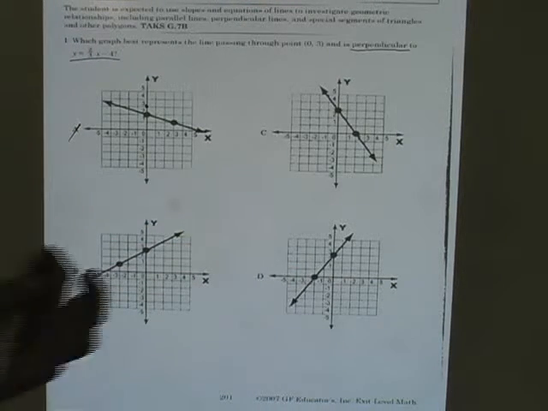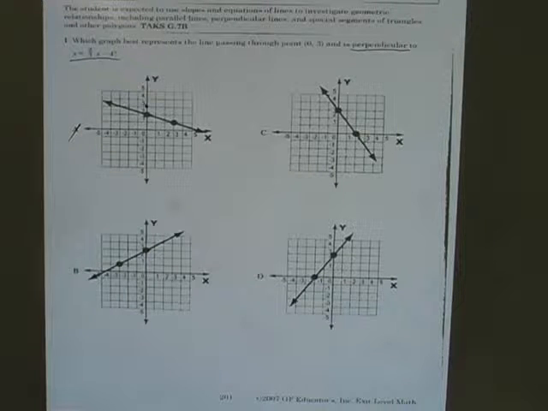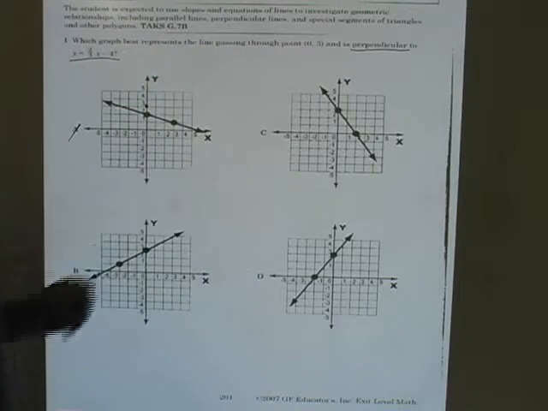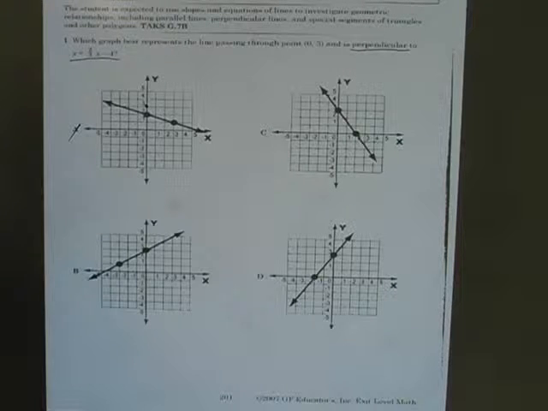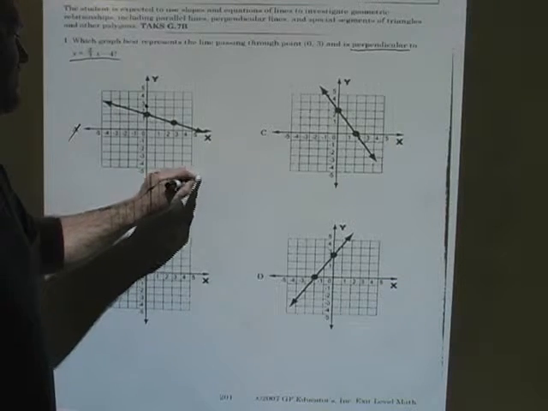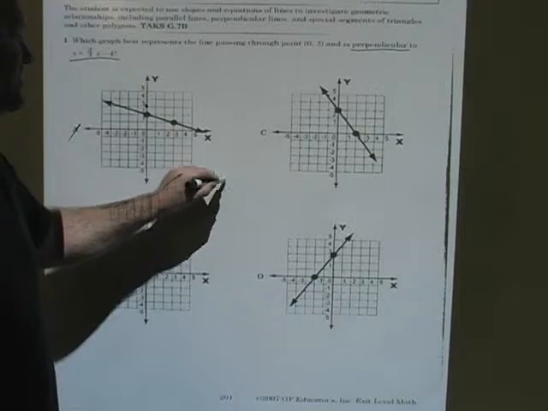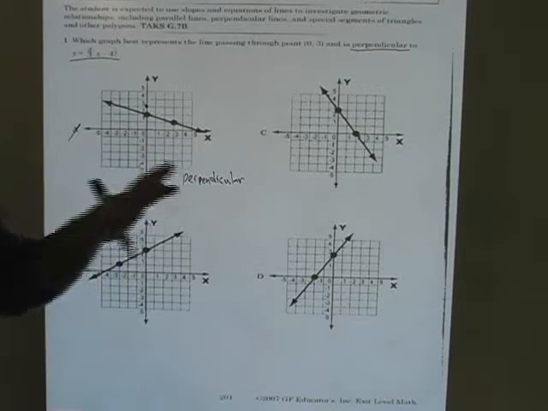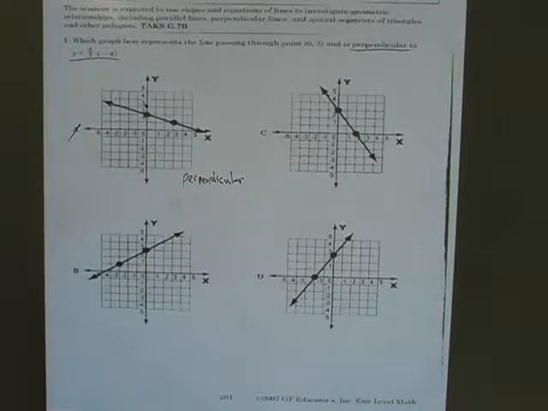Now you didn't really have to do this step, but I wanted to go ahead and show you this, just to remind you of what this means. Okay, the line has to pass through that point. Now, perpendicular. I want to write this. Perpendicular lines. You need to write this on your sheet.